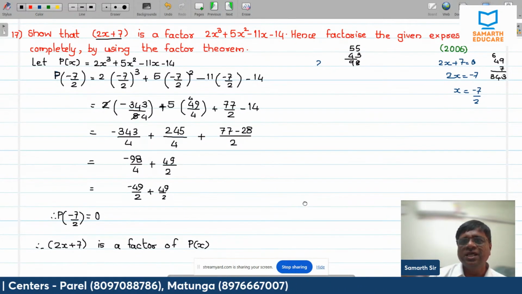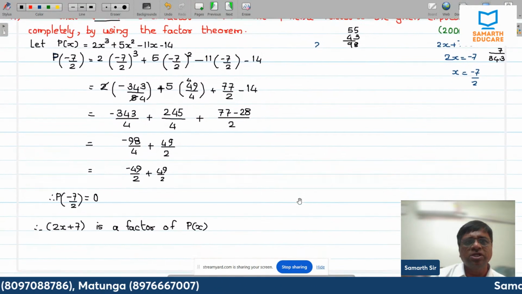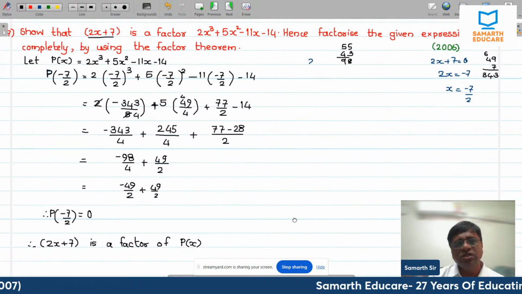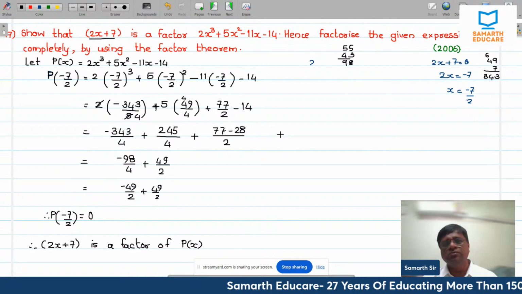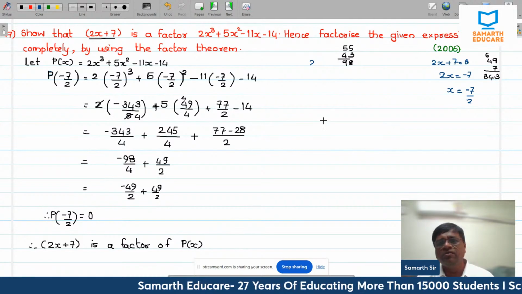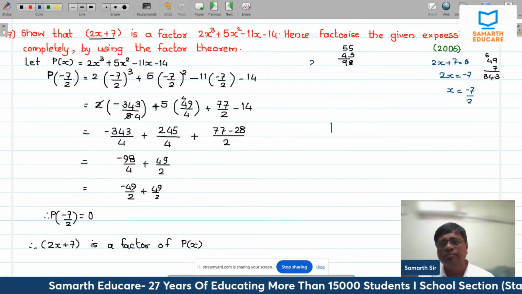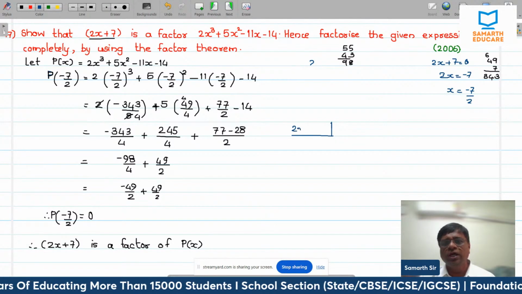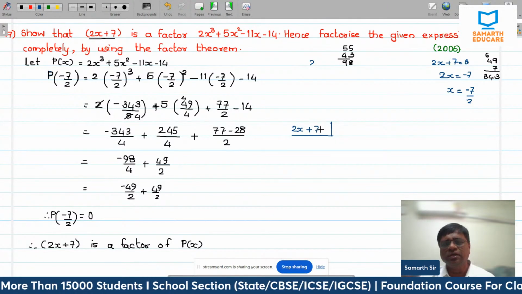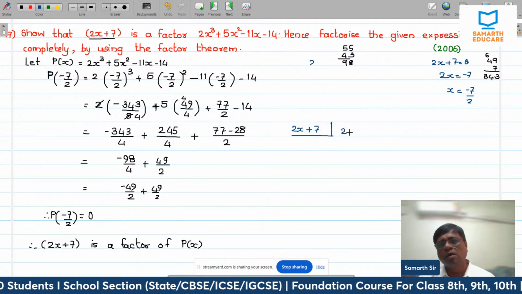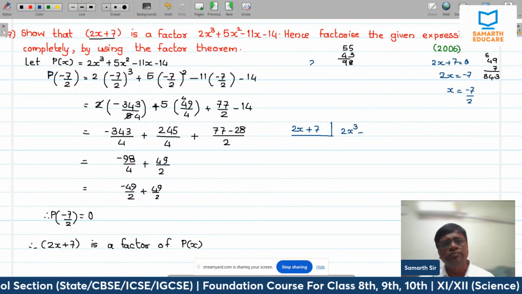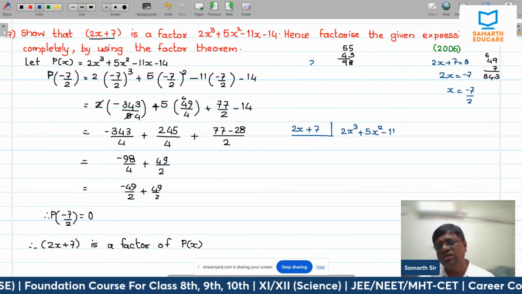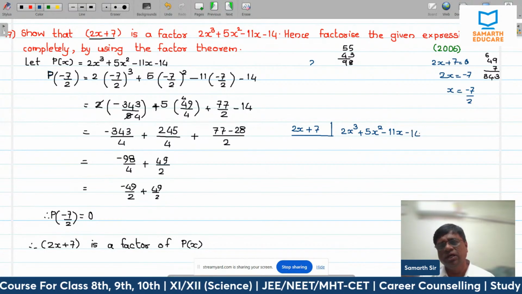Now the question is, hence factorize the given expression completely. All right, I'll show you the division here. Let's see the division. What do we have to divide by? 2x plus 7. This is my divisor. The dividend is 2x cube plus 5x square minus 11x minus 14.